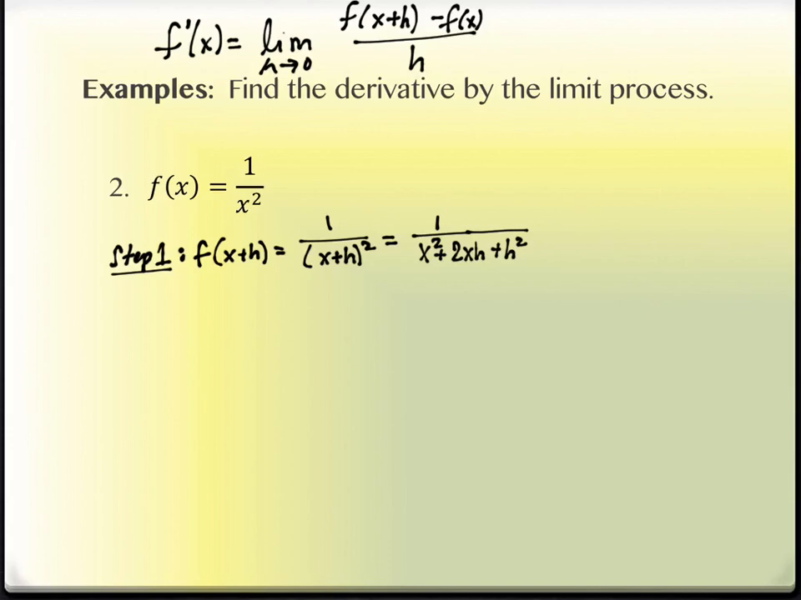That's step 1. So step 2 is the entire numerator. Step 2 takes what I did in step 1, that is f of x plus h, and subtracts off the f of x that I was given at the original part of the problem. So this is 1 over x squared plus 2xh plus h squared. That's f of x plus h from step 1. And then minus 1 over x squared because that's f of x.